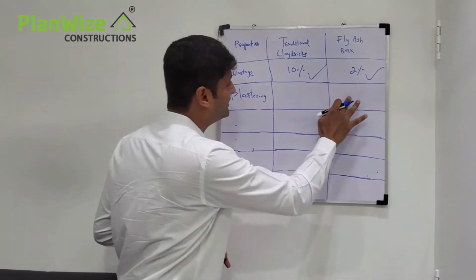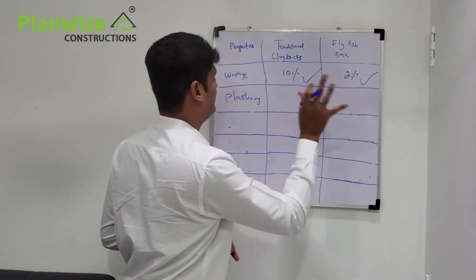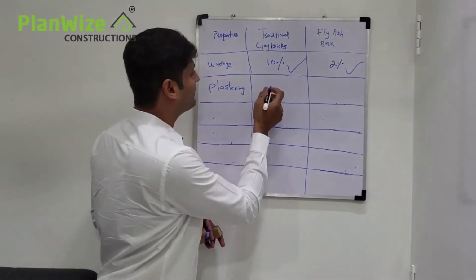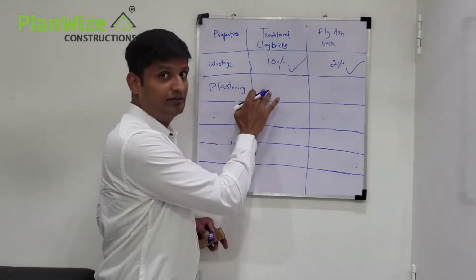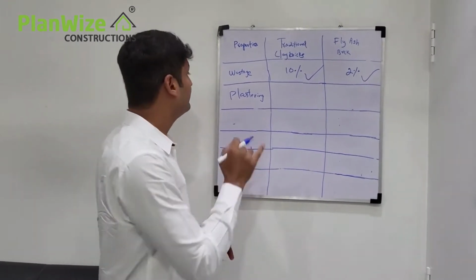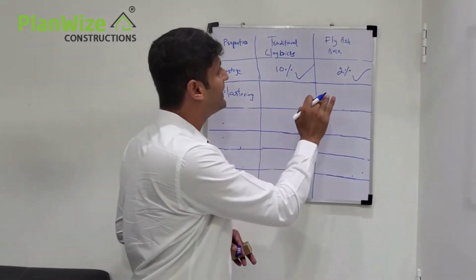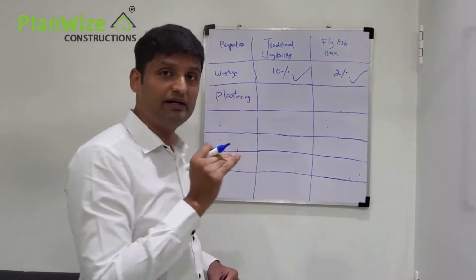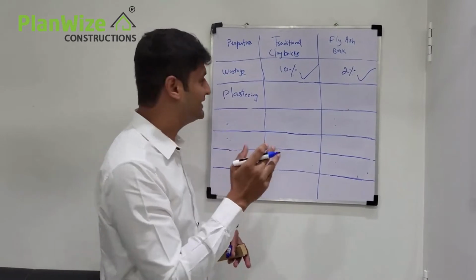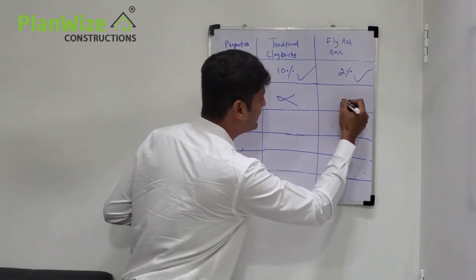Whereas in fly ash bricks, even if you get them from a different vendor, they have a uniform shape and size, which means that for plastering, more effort is required and more mortar is required and more time and labor is required in case of a traditional clay brick. In case of a fly ash brick, the effort required and the time required is less because the fly ash brick is of uniform size and shape. So here also clearly fly ash has the advantage.